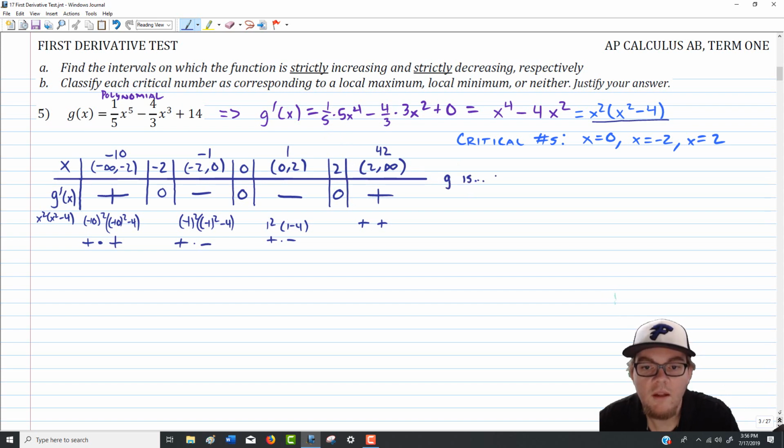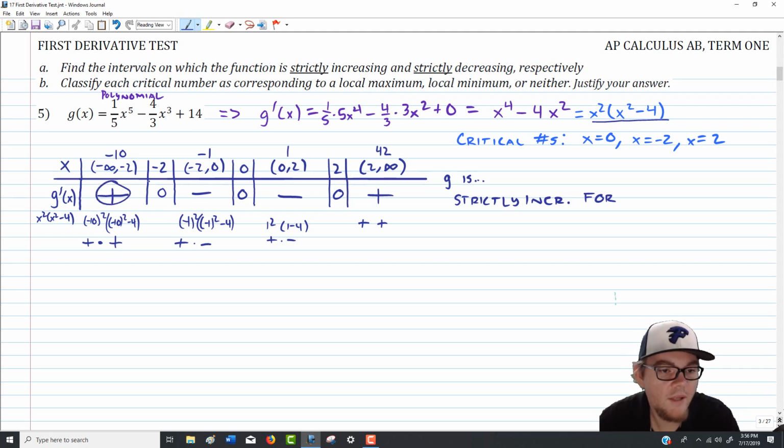So we can say something along the lines of g is strictly increasing. I don't know really good abbreviations for some of these things yet. So g is strictly increasing for, well, we're looking for strictly increasing, meaning that the derivative is strictly positive, not 0, positive. That happens twice. So it's strictly increasing for x values on negative infinity to negative 2, as well as 2 to infinity.